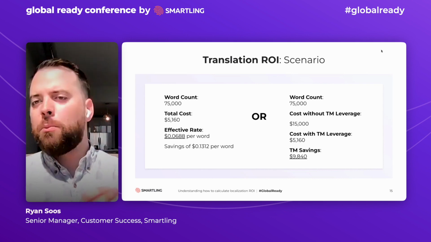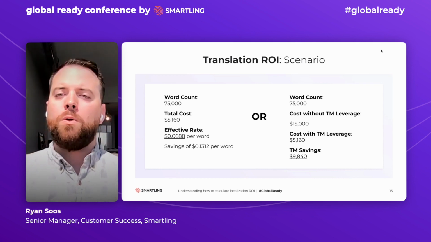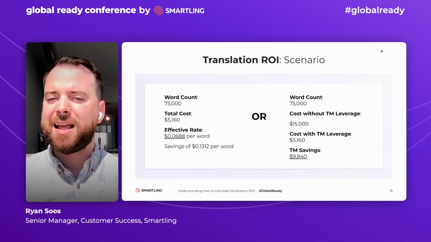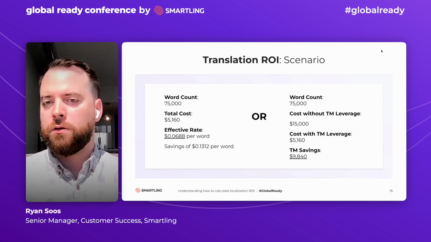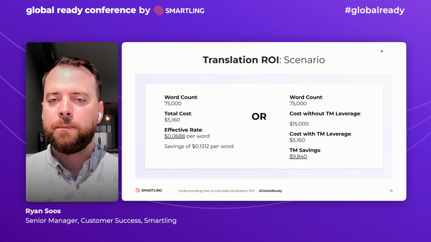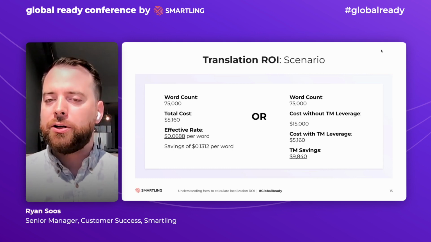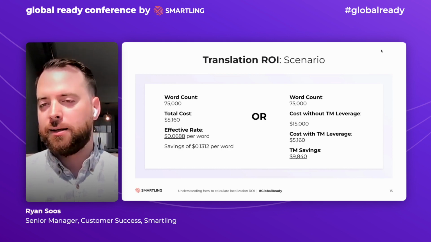So, all right, I know my effective rate. What does that add up to for me? So again, taking that same scenario, the 75,000 words, that would have been $15,000 without any TM leverage if everything was net new. With TM leverage, the cost amounted to only $5,160.